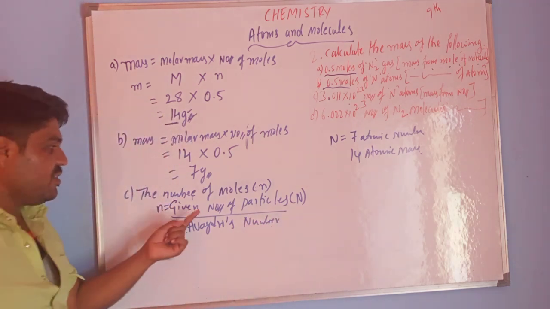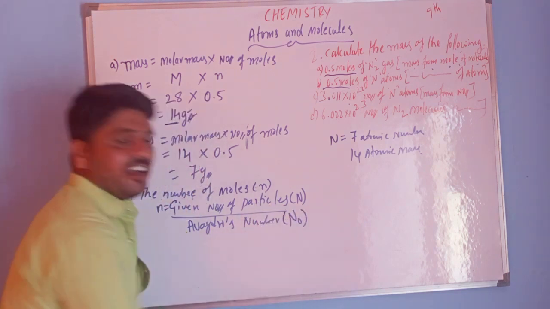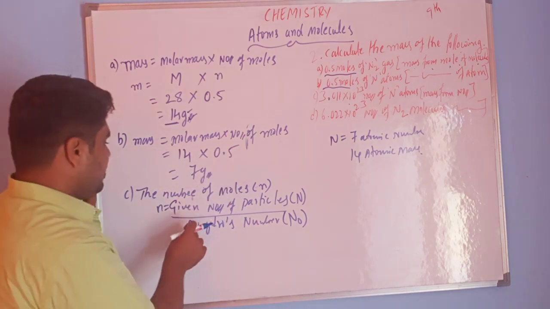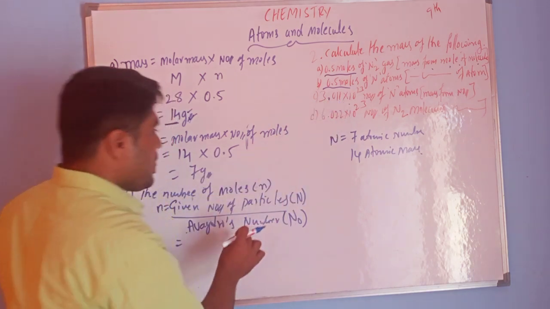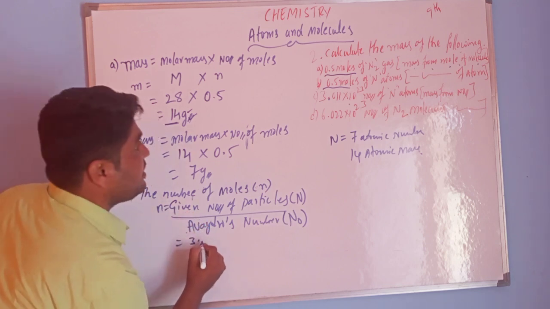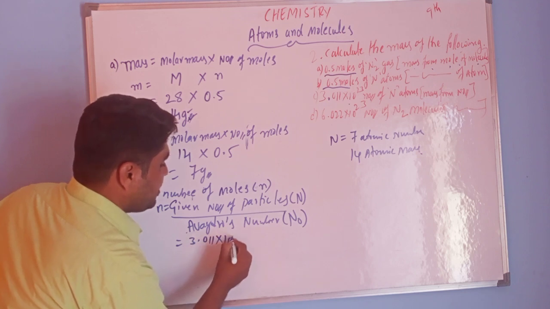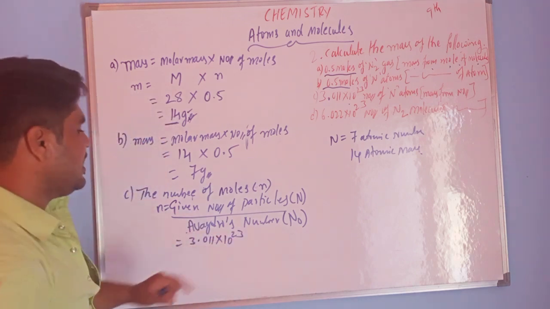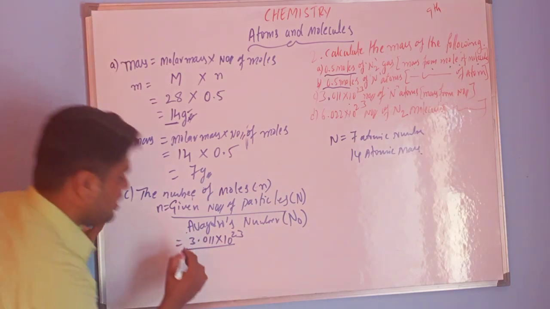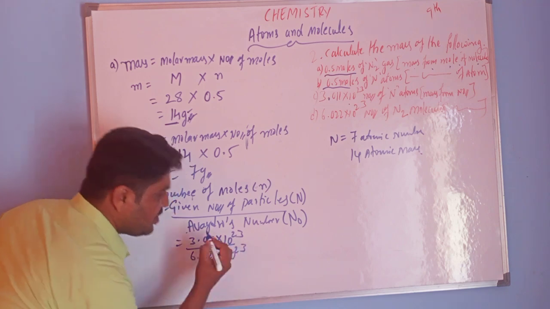So this is the given number and this is the Avogadro's number. Avogadro's number symbol is N naught. You have to match this. Just add the values. The given number of particles is 3.011 into 10 to the power of 23. So Avogadro constant is 6.022 into 10 to the power of 23.